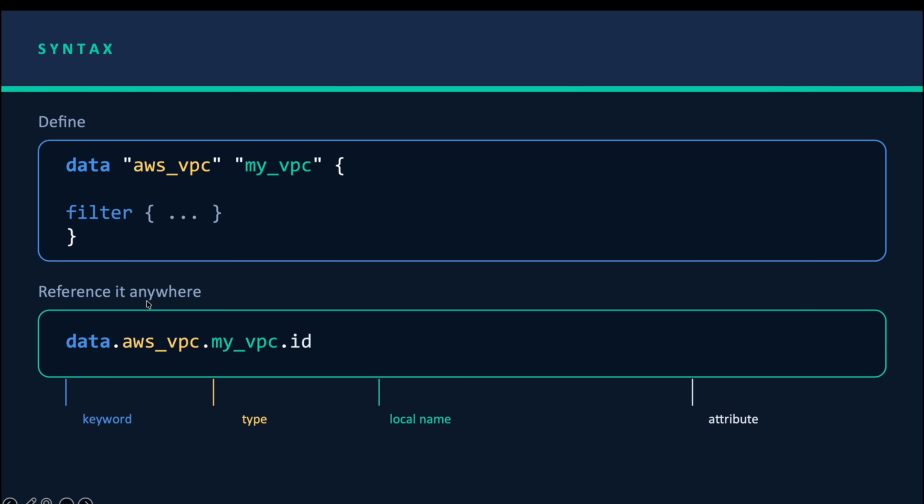And how do you reference it? You can reference it anywhere, like when it's required in EC2. Let's suppose you are fetching a VPC and you want to define the VPC inside the EC2 block. Then how will you use it? You write data, then dot, then aws_vpc, then another dot, then my_vpc dot id. So data is your keyword, this is your resource type, this is your local name, and this is your attribute. That's how you fetch a VPC for any resource, like when you are creating EC2, RDS, or anything.